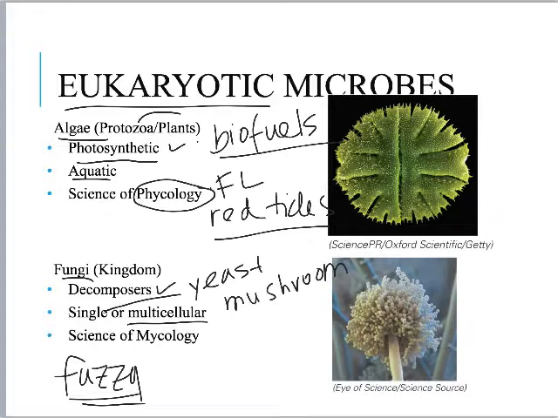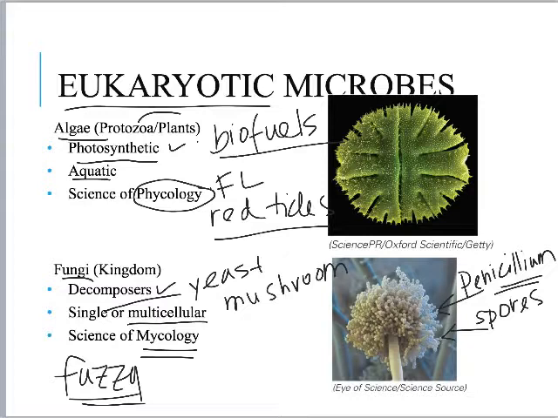Okay, so fuzzy fungi. This is actually penicillium. And this is what it looks like if you looked at it really, really close with the microscope. So these little things, and this is probably a scanning electron micrograph, these little things are spores. And that's what gives rise to another, that's almost like a seed. So this is where penicillin comes from. Okay, the science of mycology is the study of fungi.